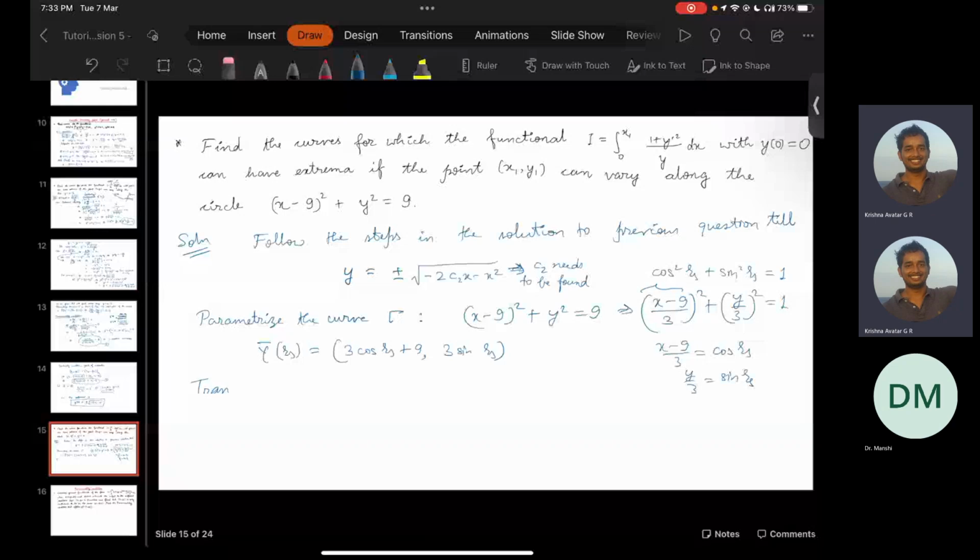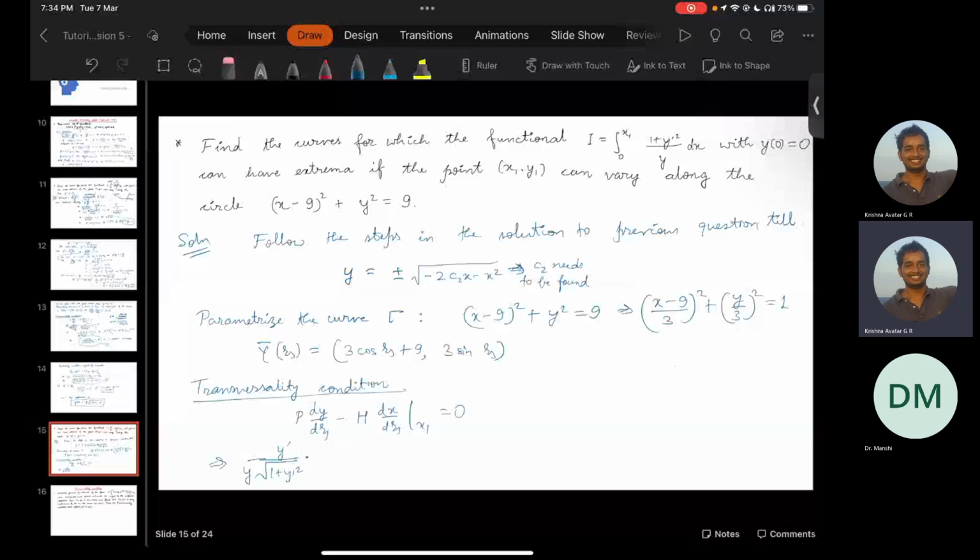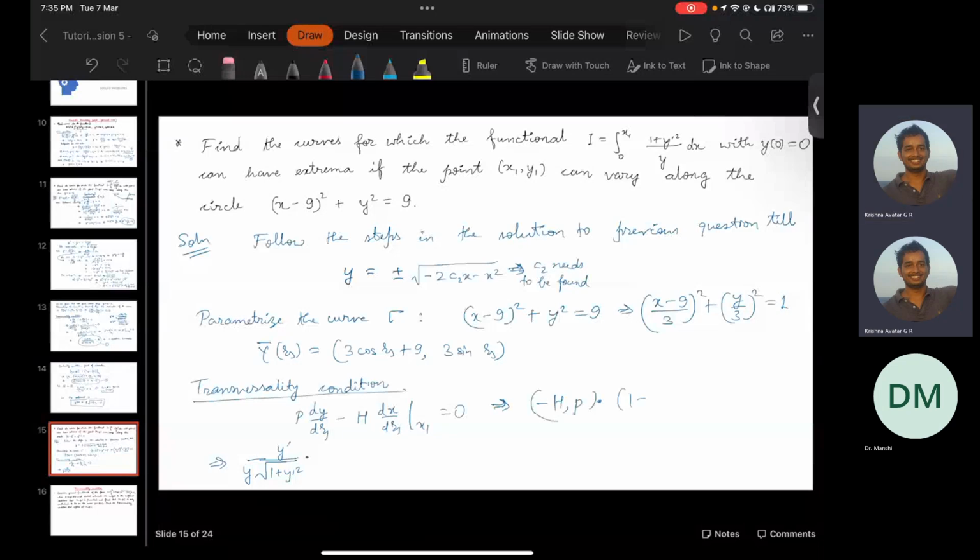So let me not repeat the steps that I followed in the previous question. Let me just make it a bit different. So here what we can do is use the other version of the transversality condition, which was minus h comma p into 1 comma xi is equal to 0 at x. Right? Okay, this was our aim.